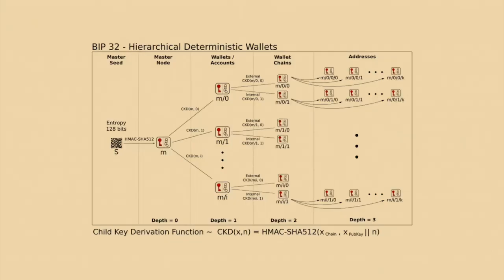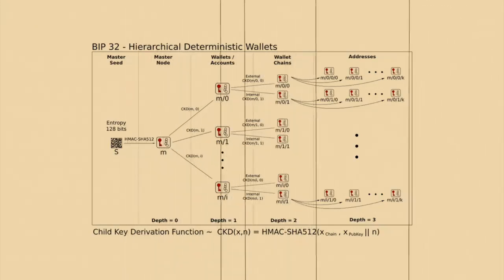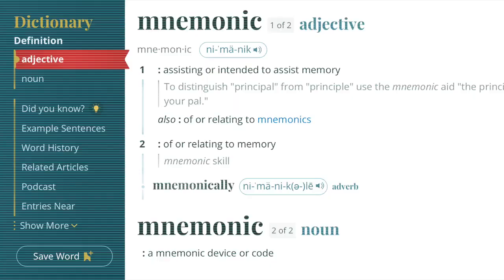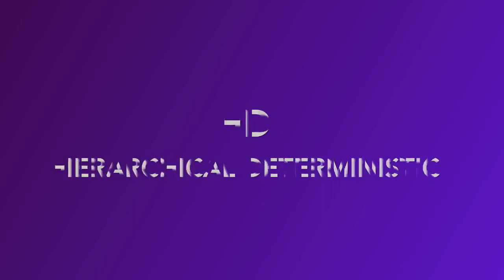HD wallets use a single mnemonic code to create a series of key pairs, simplifying the generation, organization, and backup of multiple Bitcoin addresses. We'll explore mnemonic codes, also known as seeds or backup phrases, in more detail in a future lesson. To make the concept of hierarchical deterministic HD wallets more intuitive, let's use the analogy of a tree.